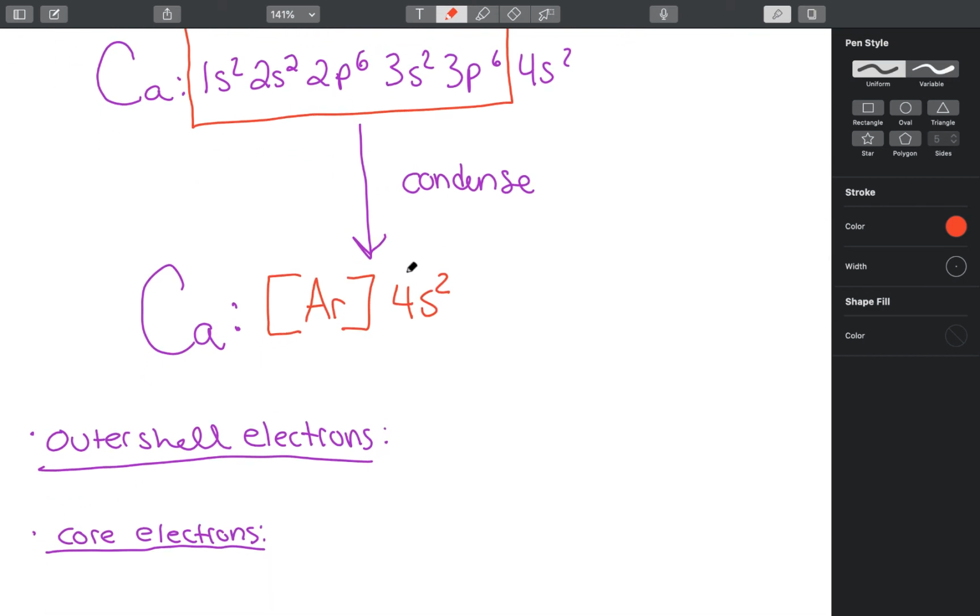So from this we can designate two types of electrons. So the first are the outer shell electrons. So the outer shell electrons are the electrons that are outside of the noble gas configuration. So in this case, in the case of calcium, the electrons within the 4s subshell are the outer shell electrons. So the outer shell electrons are the electrons outside the noble gas core.